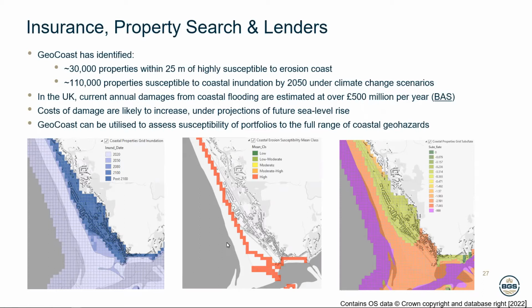These again highlight the importance of geohazard susceptibility data to sectors involved in planning and developing infrastructure and management schemes in the coastal zone, but it also emphasises the threat coastal geohazards pose to asset portfolios. And GeoCoast data is applicable in this regard to the insurance, reinsurance, property search, and mortgage sectors for assessing the susceptibility to coastal geohazards across those portfolios.